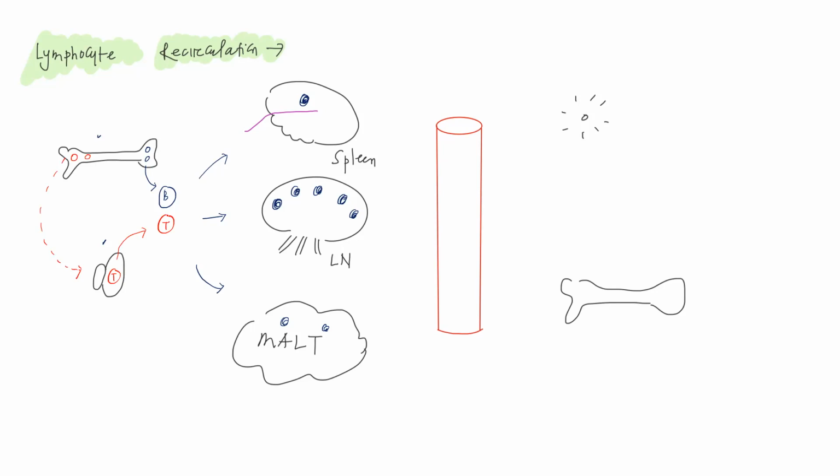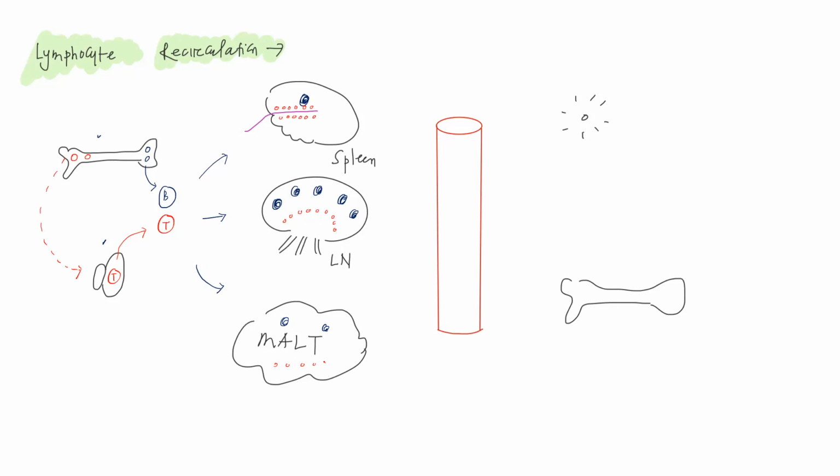And now they'll go and populate the secondary lymphoid organs. We have discussed that inside the spleen, they are present as peri-arteriolar lymphoid sheath. And inside the lymph node, they are present in the paracortex. And also they will be present in the mucosal associated lymphoid tissues.